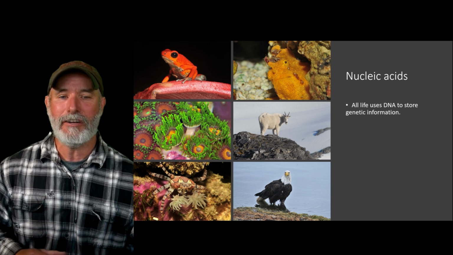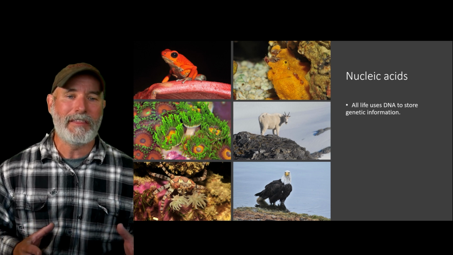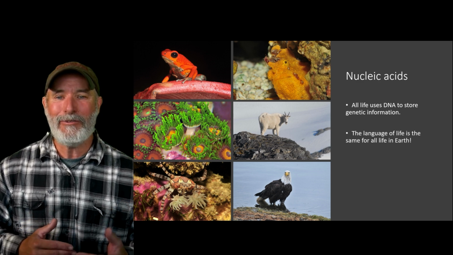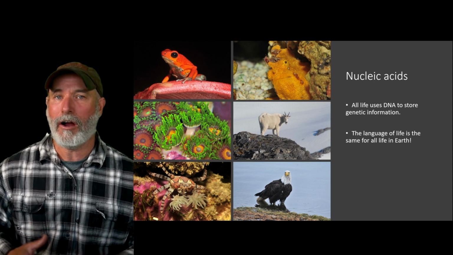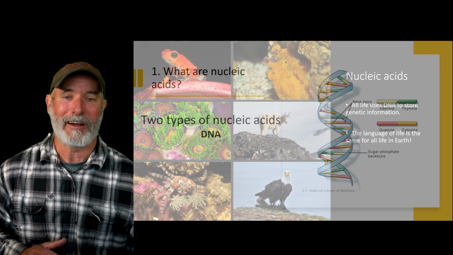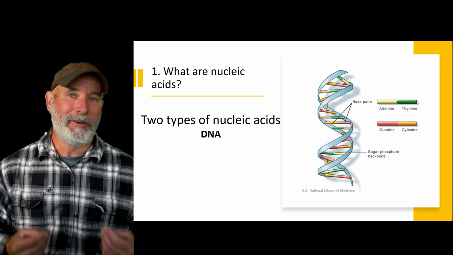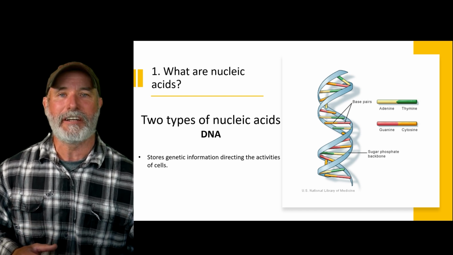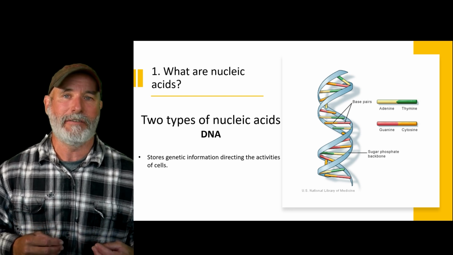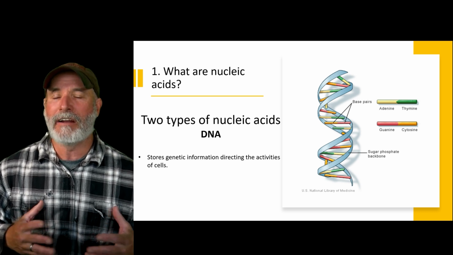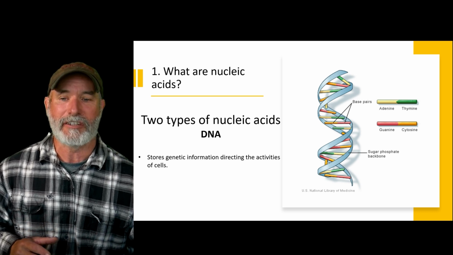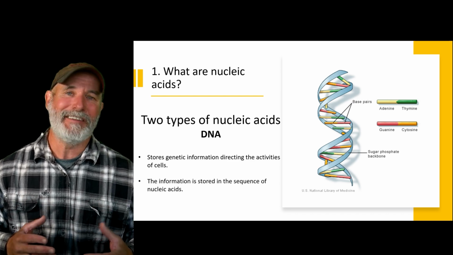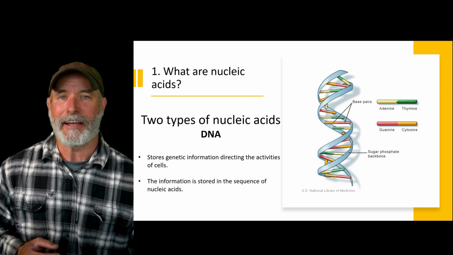And these nucleic acids, you know what? They're everywhere. They're in all living things. So all life uses DNA, for example, to store genetic information. And the language of life, doesn't matter which of these animals you are, is nearly the same for everything on Earth. So we have two different types of nucleic acids. We have DNA, and we all know this. DNA stores genetic information, and that information can control the activity of cells, help them respond to the environment, and of course, is very important for growth and reproduction as well. And all of that information is stored in the sequence of the building blocks, which are the nucleotides.